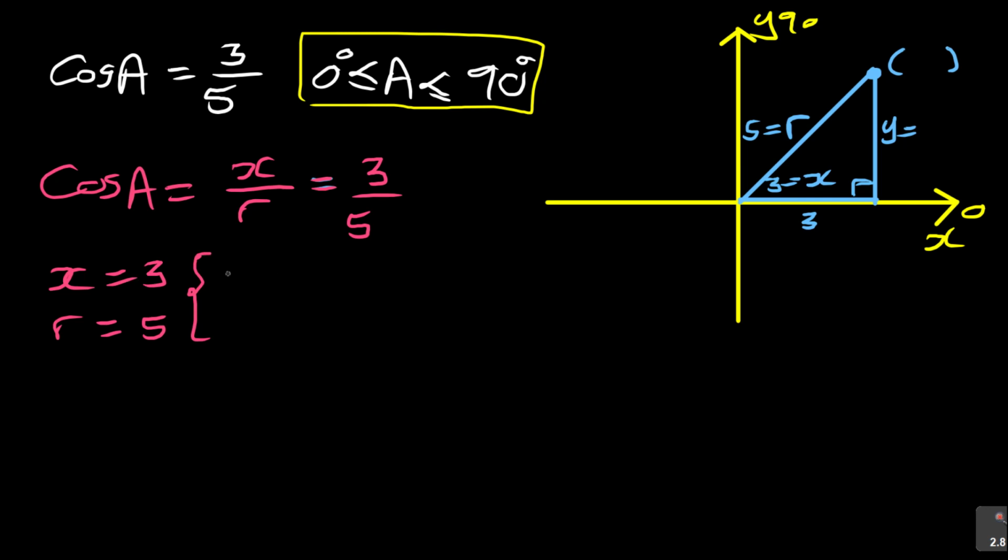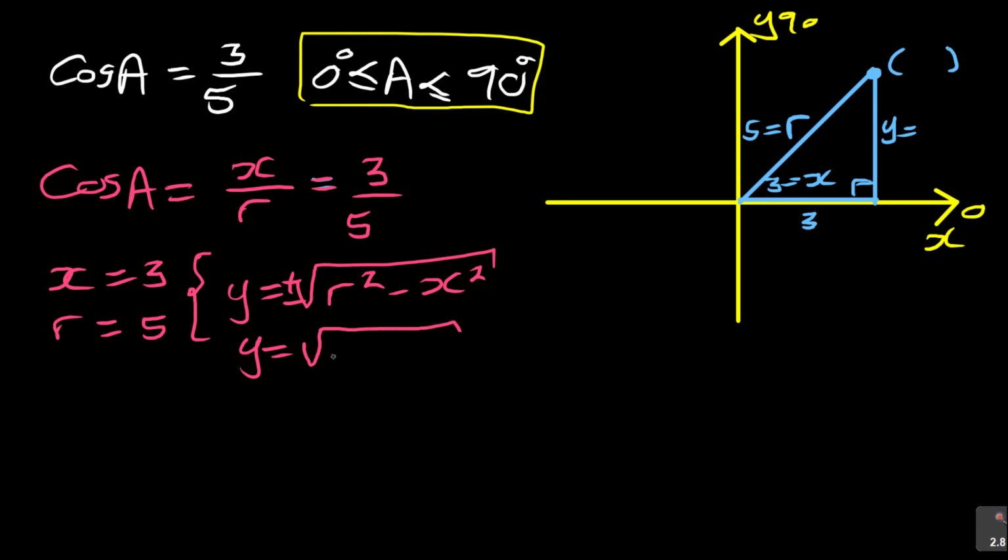You remember the theorem of Pythagoras, whereby y is equal to the square root of r squared minus x squared. This is the theorem of Pythagoras. So y, but don't forget it's plus or minus at first. Since it's in the first quadrant, you can ignore the negative. So it will be only positive, which is the square root of 5 squared minus 3 squared. So y is equal to the square root of 25 minus 9.